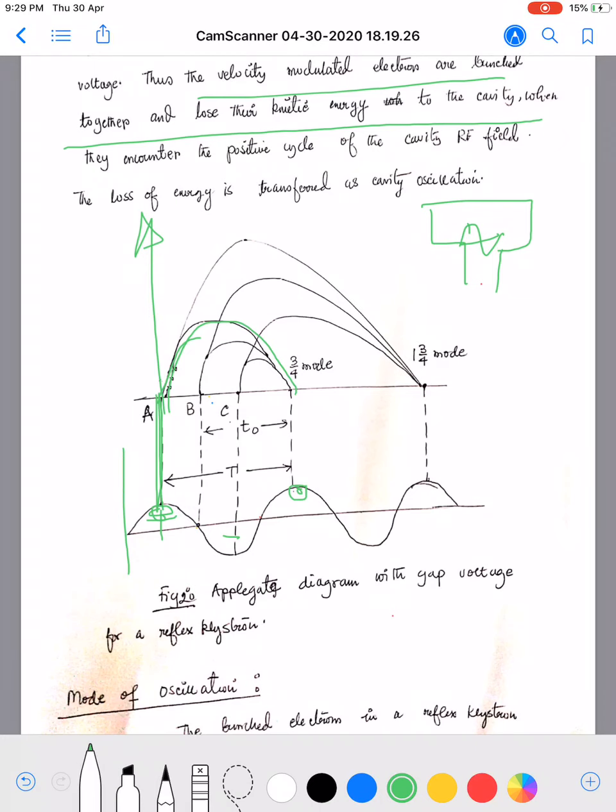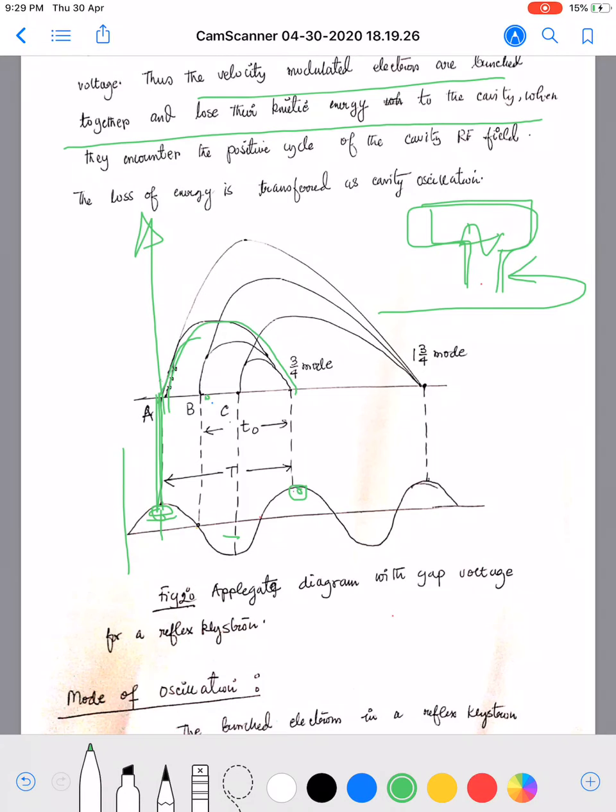So what will happen is that there will be a resonance in the cavity. It goes like this and comes back, and the electron comes to the cavity when it is positively charged. So the electron will give all its energy to the cavity. The cavity will gain that kinetic energy of the electrons, and it will resonate.